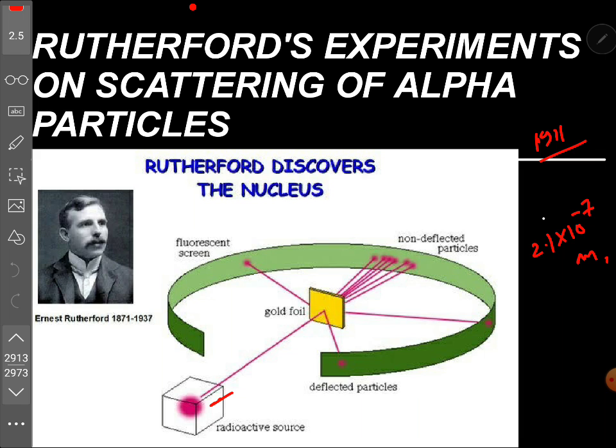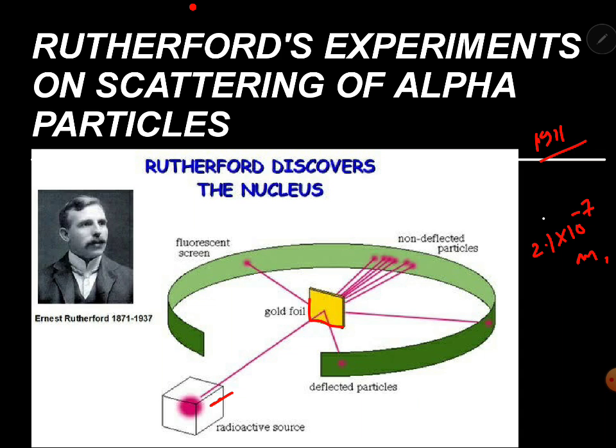To perform this experiment, they took a radioactive source of alpha particles, and the beam was allowed to fall on a gold foil. The gold foil was very thin. Its thickness was about 2.1 × 10^-7 meter.